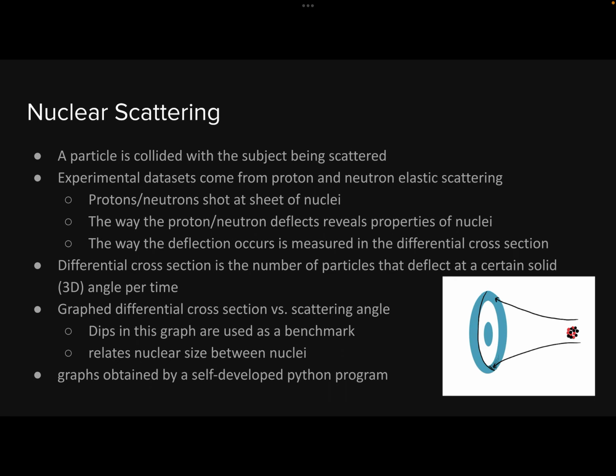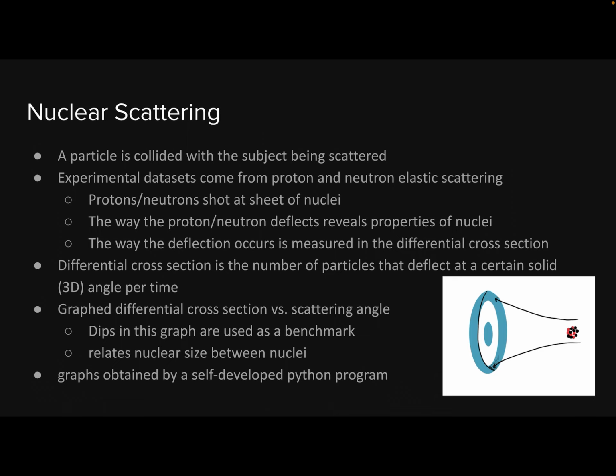So for some background on how I am going to prove this, I will be using elastic nuclear scattering data. Scattering experiments are basically when a particle is collided with a subject being scattered. In this case, we're either colliding protons or neutrons at a sheet of nuclei, so that might be carbon-12 or oxygen-16 or helium-4. And the way that the proton or neutron deflects based on the charge and mass of the nuclei can tell you about the properties of the nuclei itself, including stuff like nuclear size.